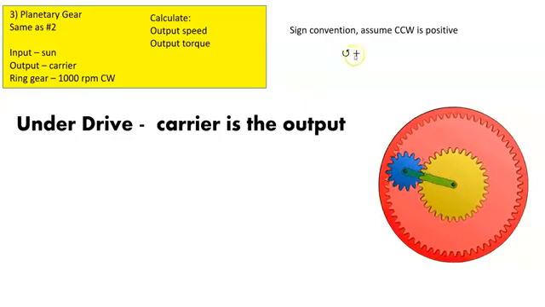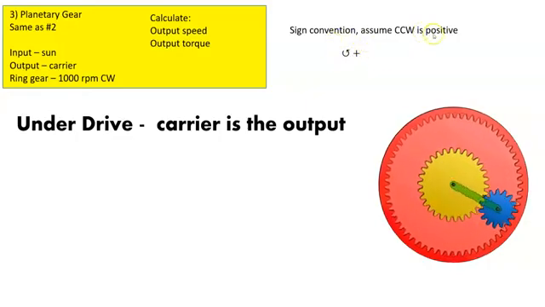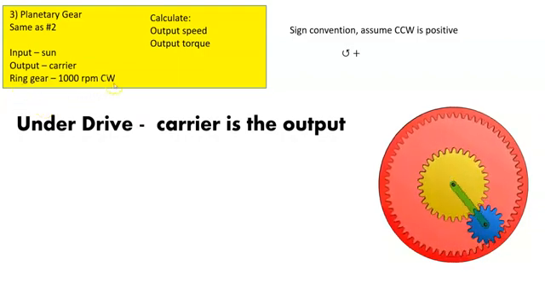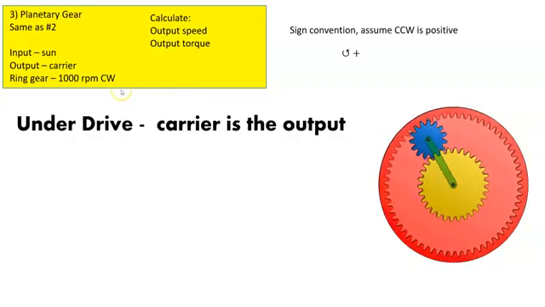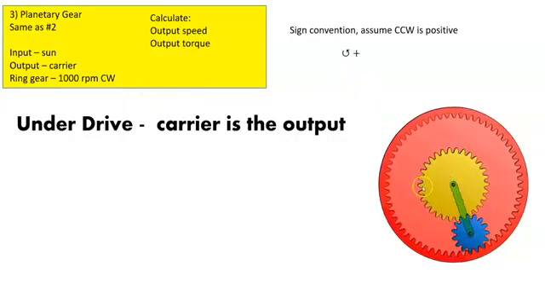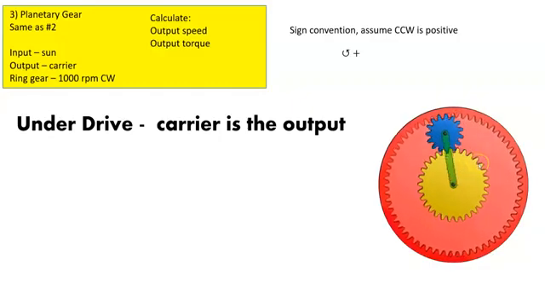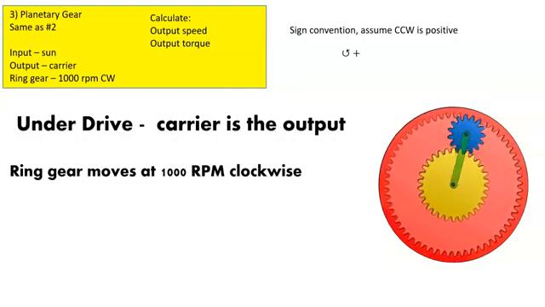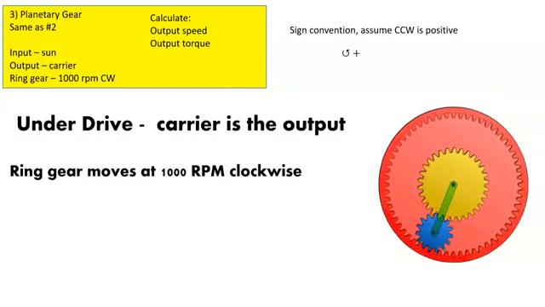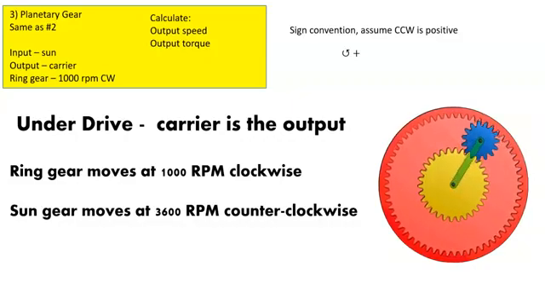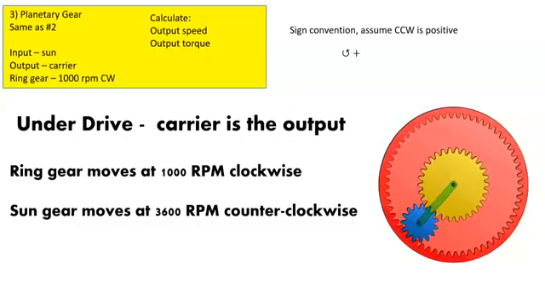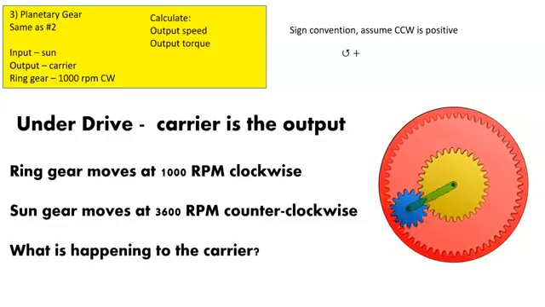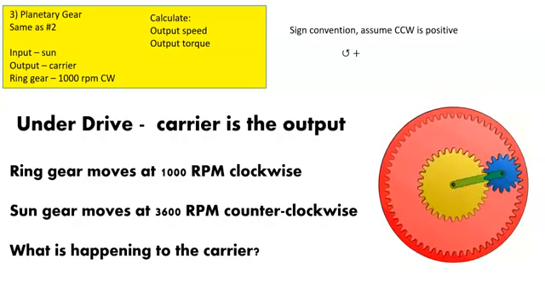Our sign convention is that counterclockwise is positive, and we've got our ring gear going the opposite direction from our sun gear. So the real question is what's going on with that carrier? The ring gear is going at 1,000 RPM clockwise, or we could say negative, and our sun gear is going at 3,600 RPM counterclockwise. We have to know both the direction of that carrier as well as what speed it's taking on.